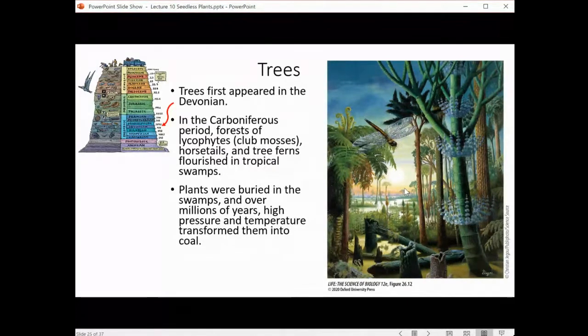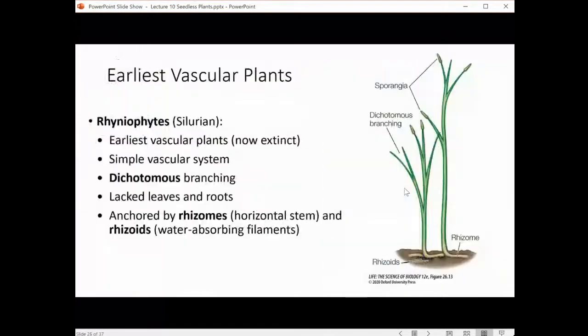Just like last lecture, you learned about where things like petroleum come from. Okay, so those earliest vascular plants, this is now in the Silurian period, very few of these species are still around. Most of them are extinct now. One of the two things that I wanted to stress here are the last two bullet points. They didn't have real roots. They didn't have real leaves. Their roots were what are called rhizomes.